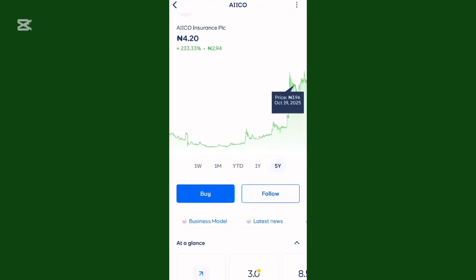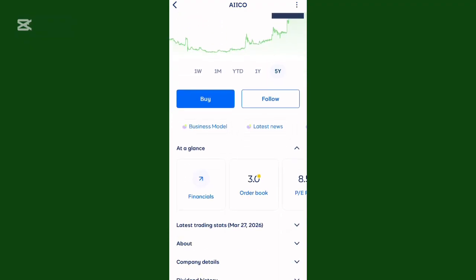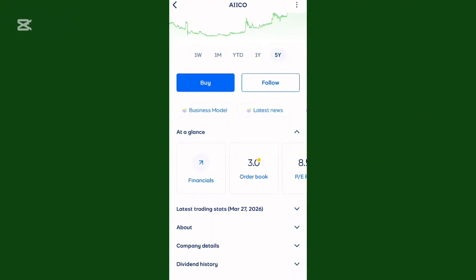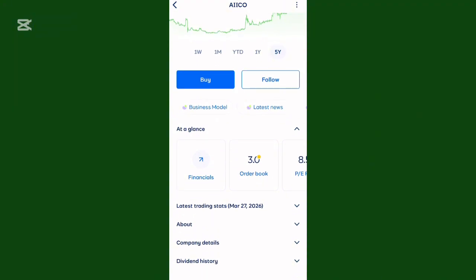Also, you have the buy and follow. Follow means that you want to put it on your watch list. So you have the buy, and you also have the latest news, business model, performance, and key risks for you to get more insights about the stocks. So let's look at the business model.